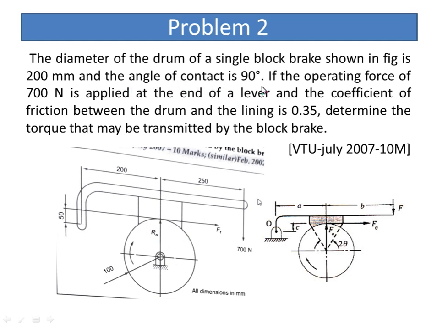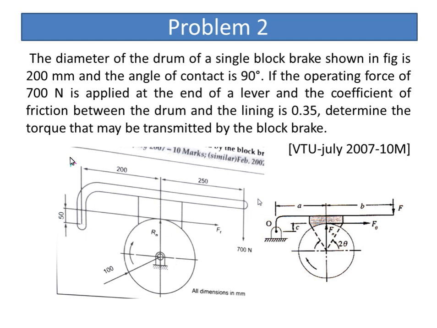Now, if an operating force of 700 Newton is applied at the end of the lever, and the coefficient of friction between the drum and the lining is 0.35, determine the torque that may be transmitted by the block brake.